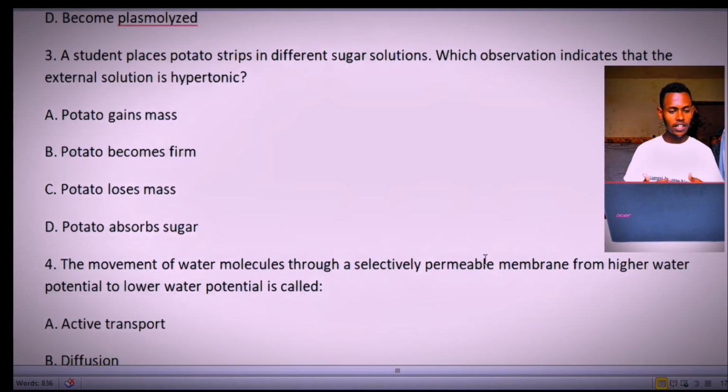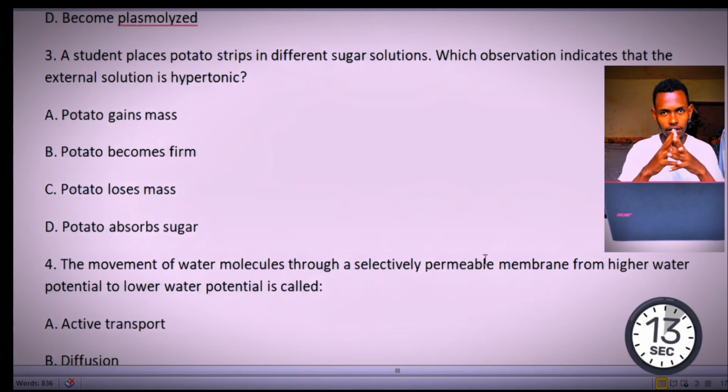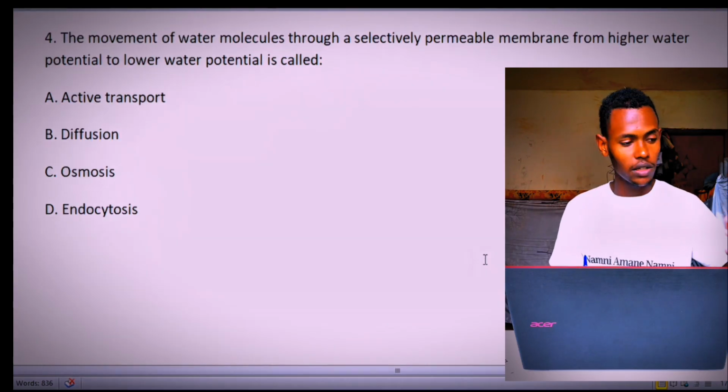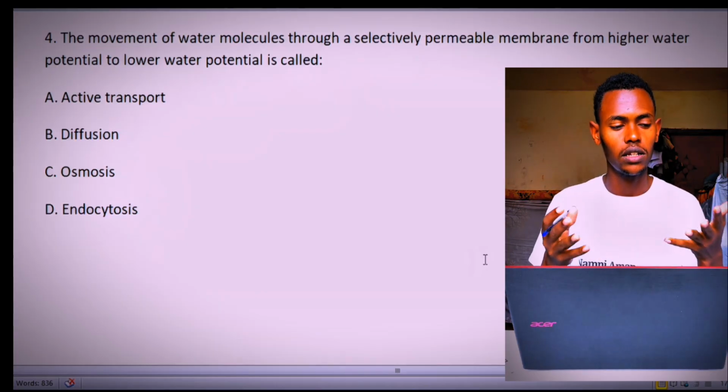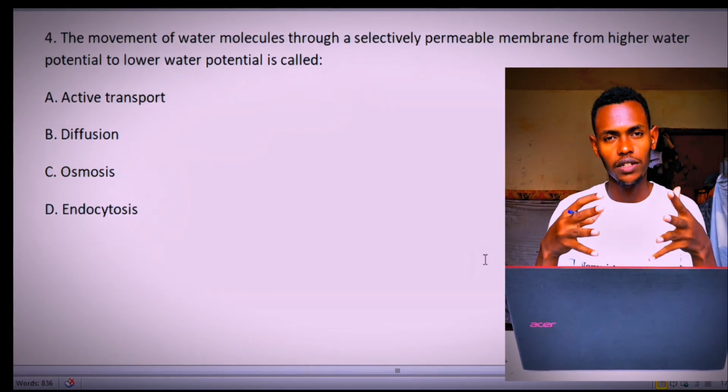A. Potato gains mass. B. Potato becomes firm. C. Potato loses mass. D. Potato absorbs sugar. It is your turn. The potato cells lose water, and then the mass of the potato decreases.